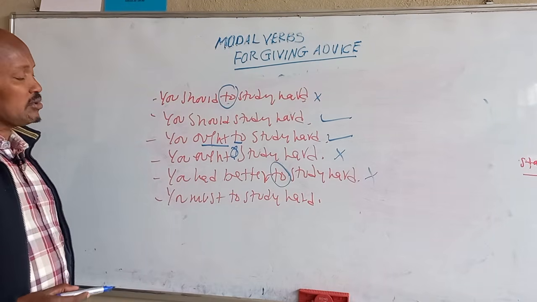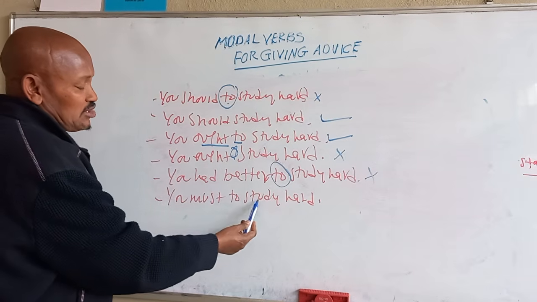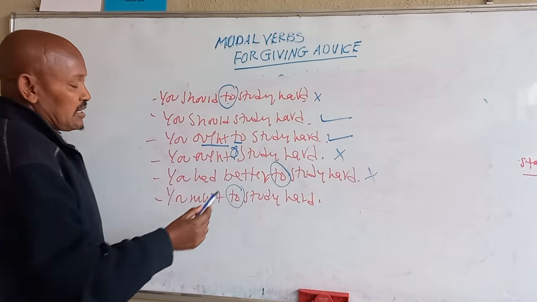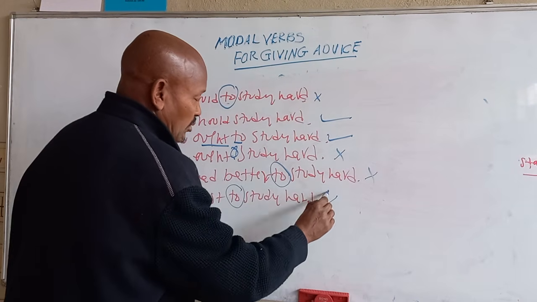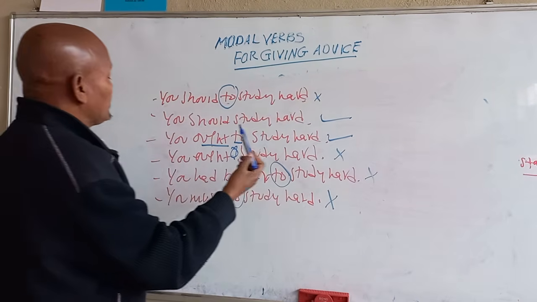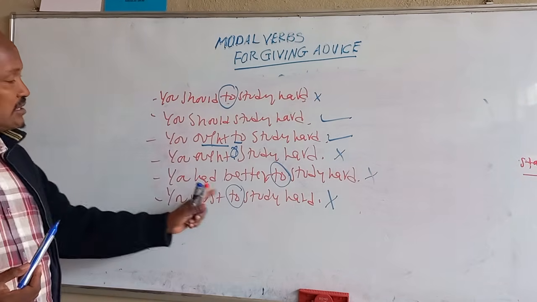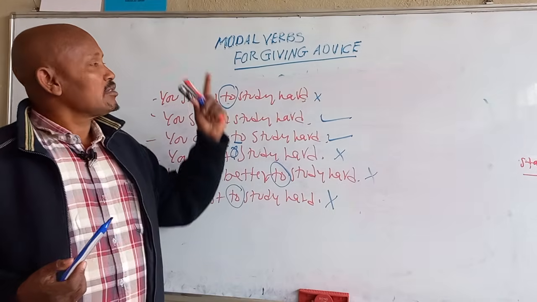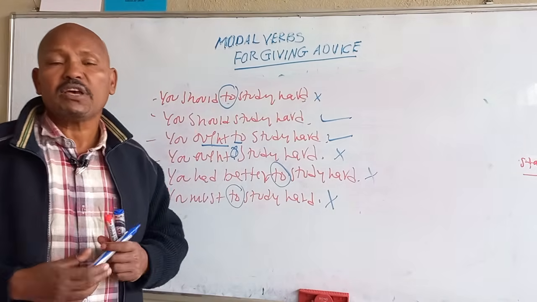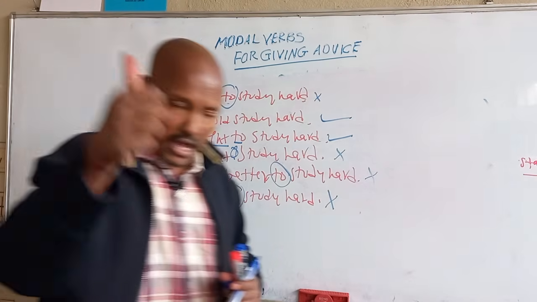The other, you must to study hard. As I explained before, must plus base verb is true, but in this case, there is an infinitive too, so it makes the statement wrong, so we cannot write this way. So the correct sentences using these modal verbs are the two. So you have these examples, you have to just practice by yourself and try to use these modal verbs in giving advice in any context. Yes, thank you very much.